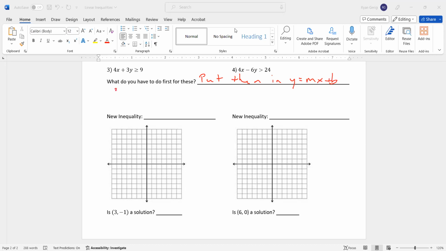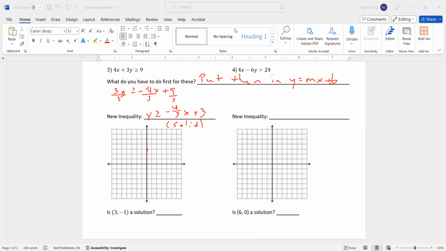Subtract 4X. So -4X plus 9. Divide by 3. You're dividing by positive 3, does not flip the sign. Now I'm bringing back an old concept here. Flipping the sign. I don't have to do it here because I divided by a positive. But if I divide by a negative, I would have to flip the sign. All right, so this one's going to be a solid line again.